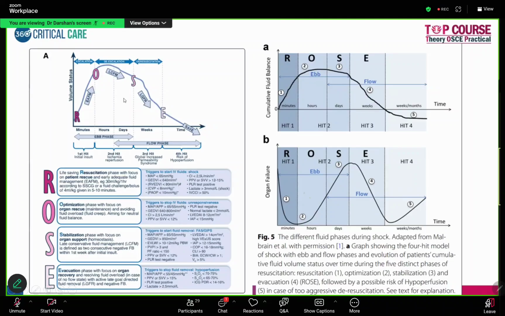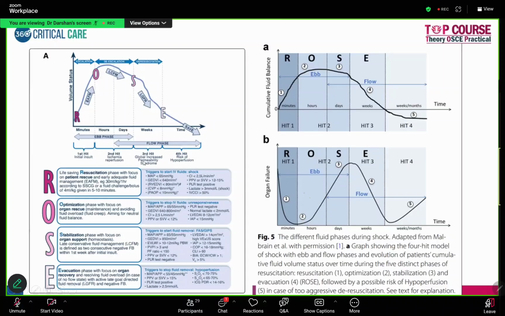Coming to the next stage, that is your stabilization phase. Usually, in optimization and stabilization, you see this LCFM. What does LCFM stand for? It is late conservative fluid management. In late conservative fluid management, majorly what we are looking at is we do not want to give excessive fluid, because there is always a risk of ischemia reperfusion injury which can happen at this particular time. So this is what is written here.